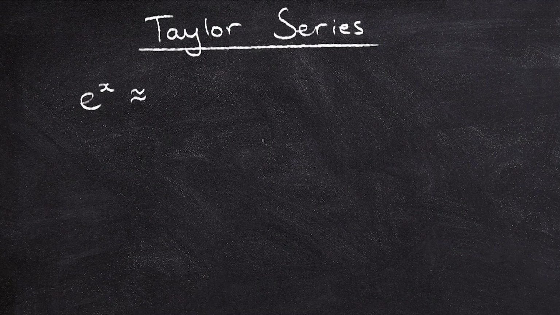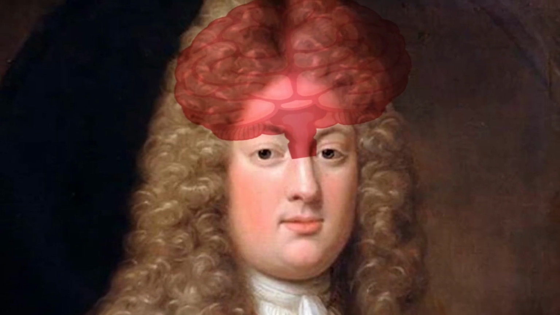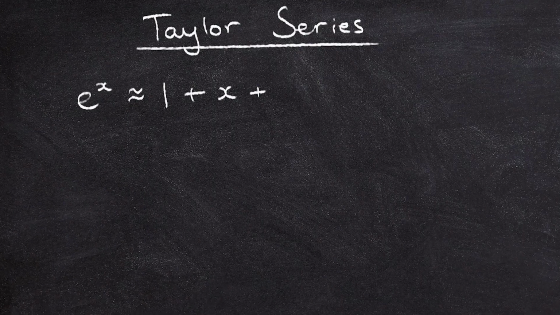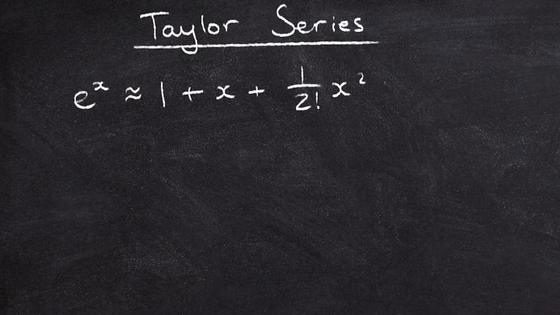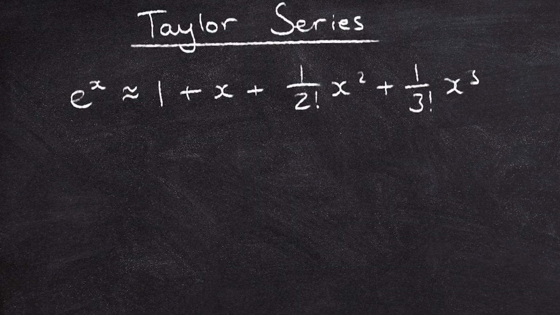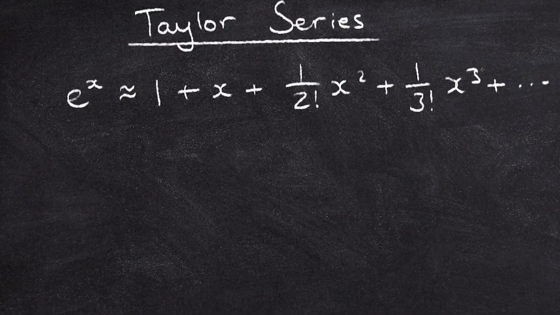Basically, a really smart man called Brook Taylor with a really big brain realised that e to the x equals 1 plus x plus 1 over 2 factorial x squared plus 1 over 3 factorial x cubed and so on. Don't ask me how. And this is what calculators use today to evaluate any value of e to the x.